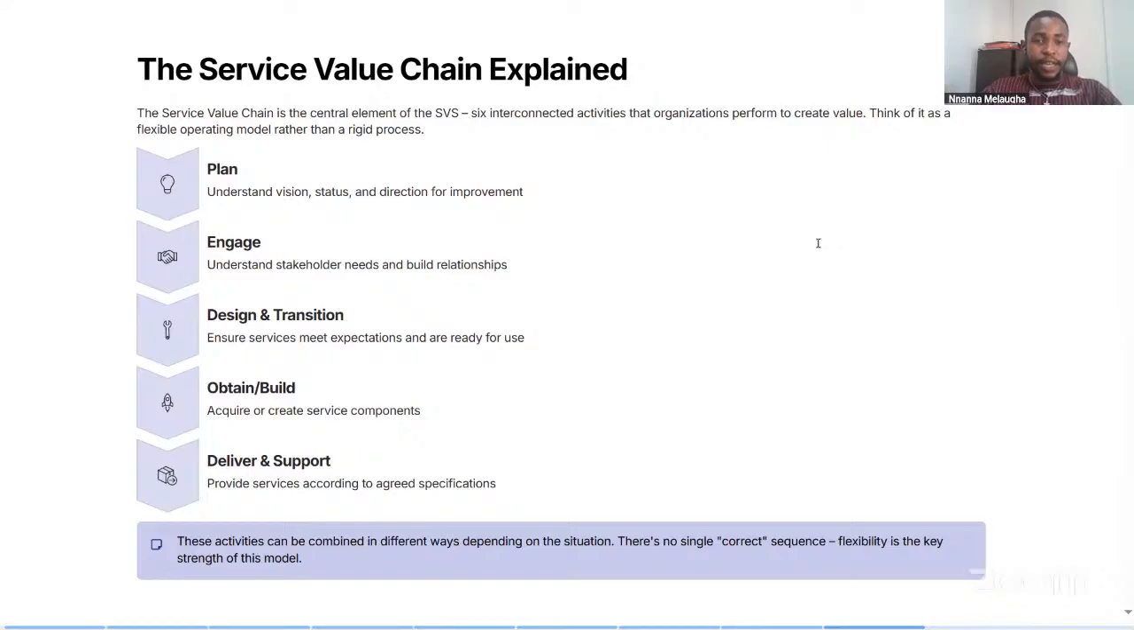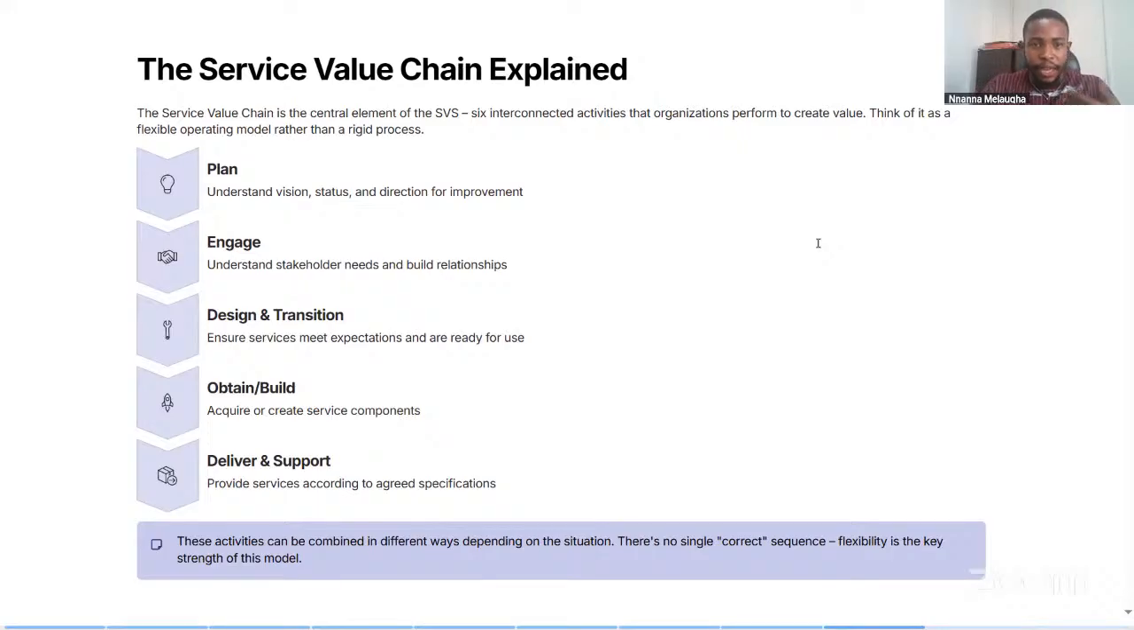So you're trying to design this solution. After designing, you're trying to acquire relevant service components and other things that you need. Then you deliver this, right? You deliver this solution, provide services according to the agreed specification, right? So even after delivering, it could be that there's still one small component that, okay, you missed out somehow.